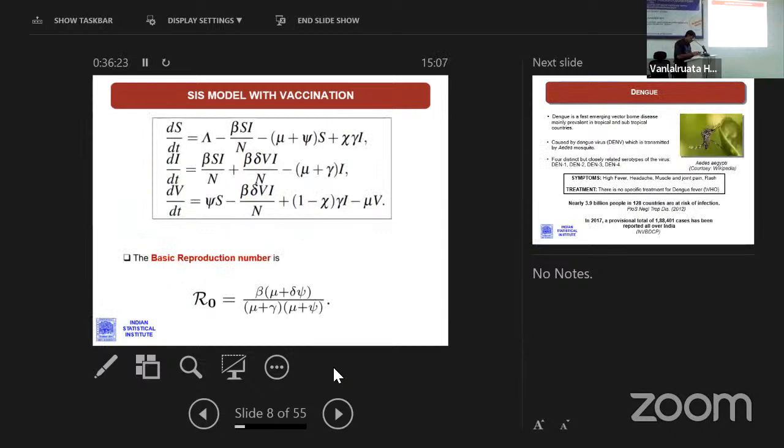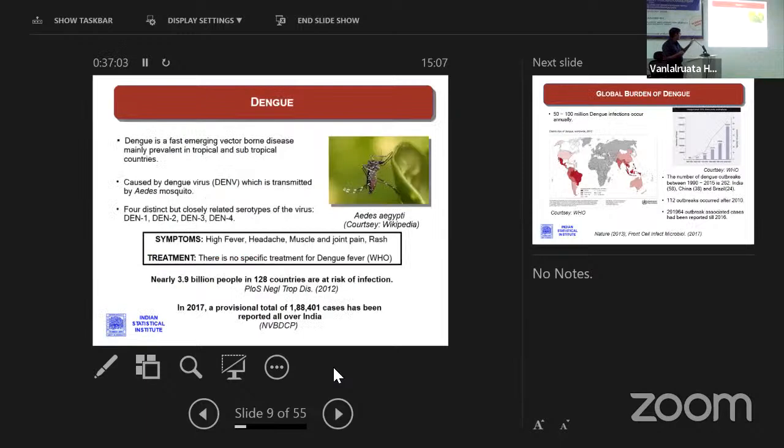So I have a susceptible class with recruitment coming from here, and from the vaccinated class some portion, (1-x) gamma y, are joining the susceptible class. So you can find the basic reproductive ratio using the next generation matrix approach, and you can conclude about that. This is how you can incorporate a vaccinated class in the model. This is just one example. Now I am moving to a specific example of the dengue model.